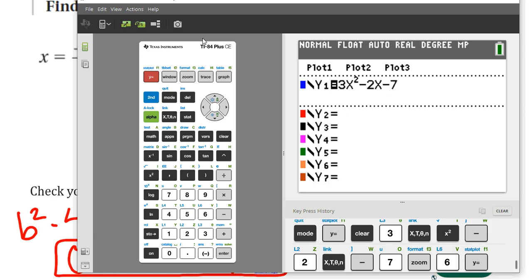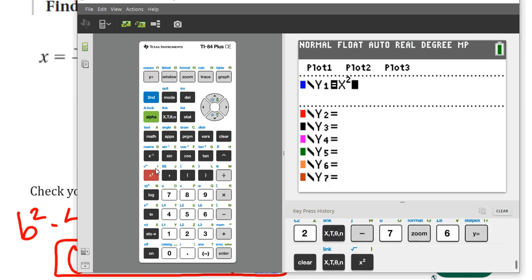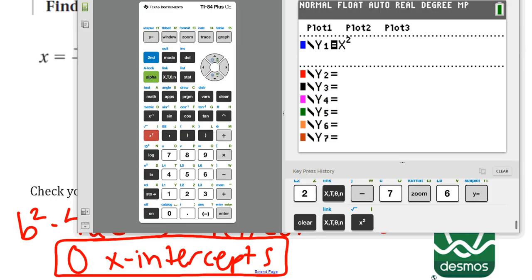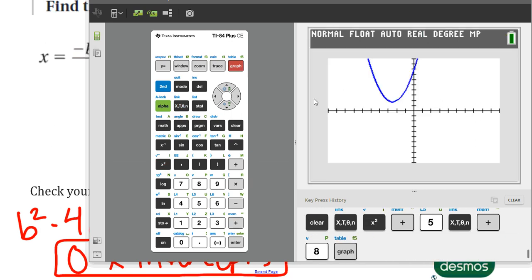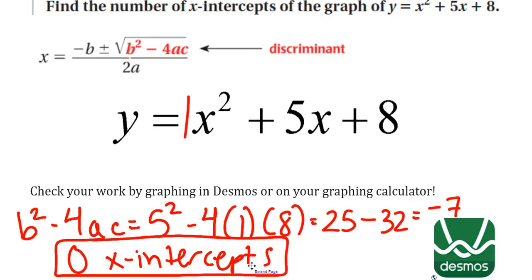Let's do it. Clear this out. It was x squared. I believe it was plus 5x plus 8. Yep, x squared plus 5x plus 8. You can just hit graph now because I know the window's all good, and you'll look and see it doesn't have any x-intercepts, and the reason why is because the discriminant is negative and I can't take square roots of negatives.